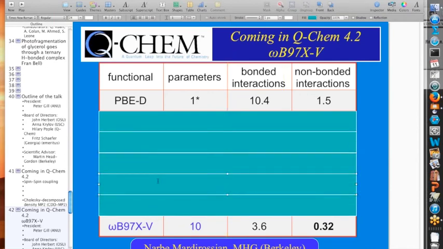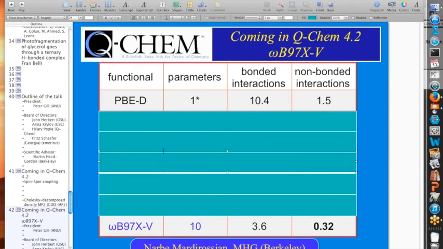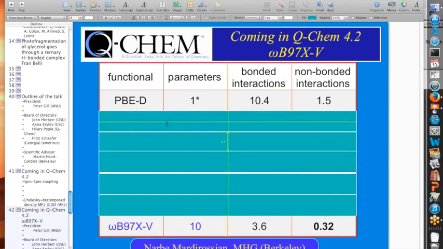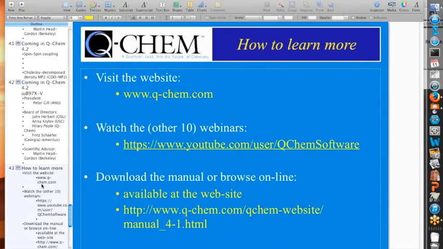So in fact, what I want to show you very briefly is that relative to omega B97X-D, which is lurking under here somewhere, there we go, we are able to get roughly a twofold reduction in a test set of 1,000 non-bonded interactions without degrading the thermochemistry, reducing the semi-empiricism substantially, and getting rid of the atom-atom potential. So that's another exciting thing coming.